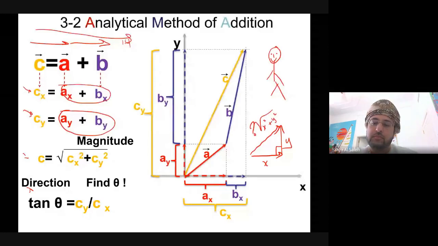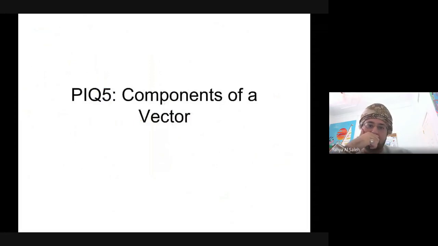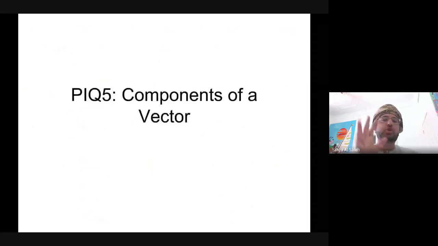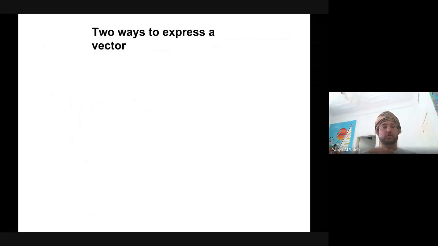So when I am describing something, I'll come to it in a second. When I'm describing a vector, I can do it in two different ways. There are two ways to express any vector. الحين خلصنا كل شيء، خلونا نلخص المحاضرة كلها. There are two ways to express a vector.